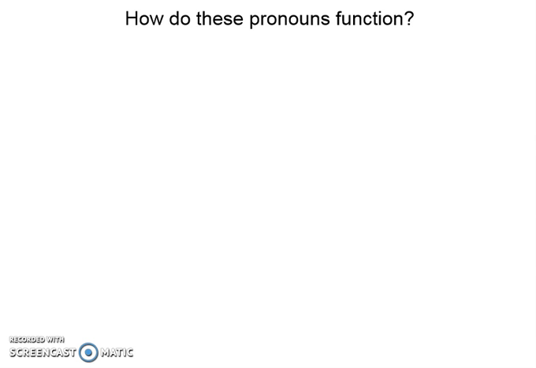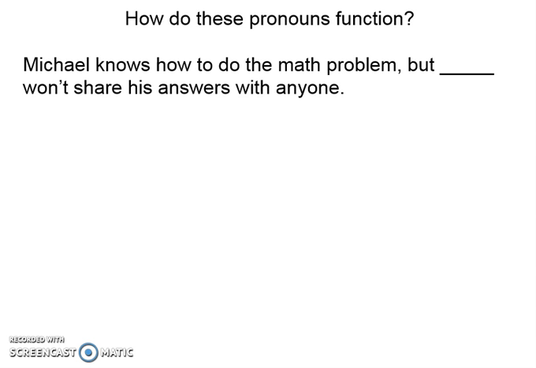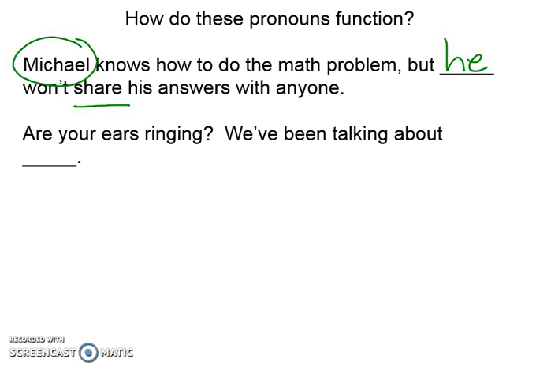Let's do some applied practice. How do these pronouns function? Michael knows how to do the math problem, but blank won't share his answers with anyone. I need a pronoun in the blank, which refers back to Michael. So I need a pronoun he or him. He, nominative case, him, objective case. I have to use nominative case because the verb share takes as its subject the pronoun he that fills in the blank.